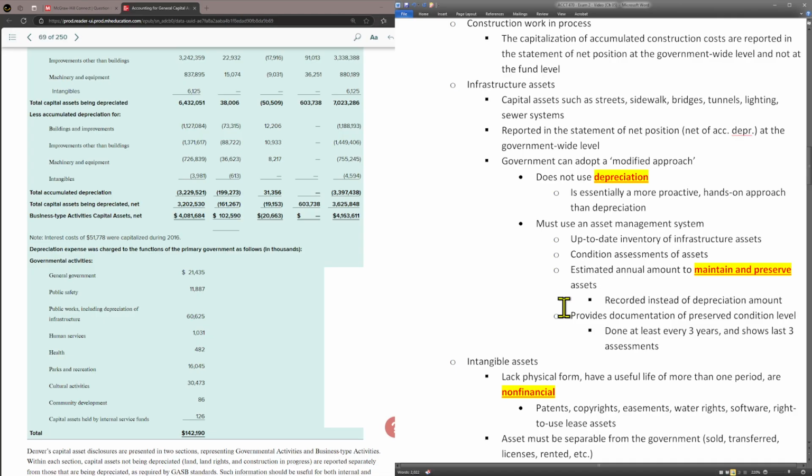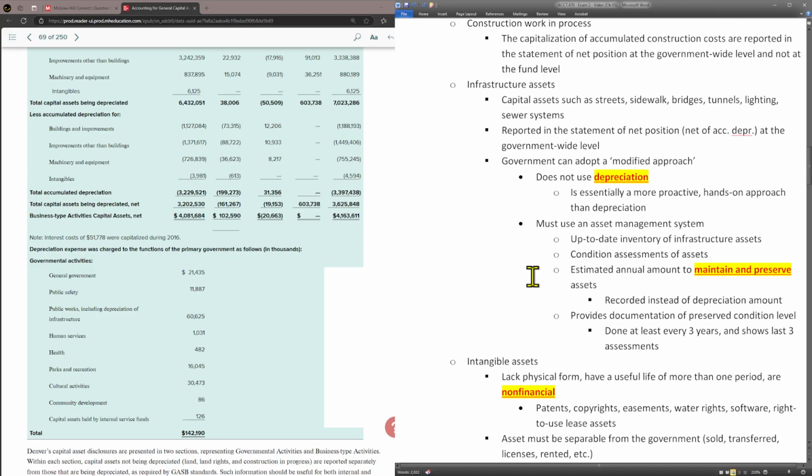Net of accumulated depreciation. They can adopt a modified approach. Now, they don't phrase it this way when they explain the modified approach, but I'll explain what they do. They say you have to use an asset management system. You have to do an inventory of your assets. You have to do a periodic review, an assessment of the condition of the assets. You have to estimate the annual amount to maintain and preserve the assets. You're going to use that amount, the amount to maintain and preserve, as your expense instead of a depreciation expense.